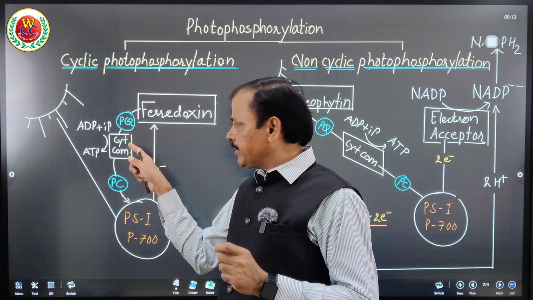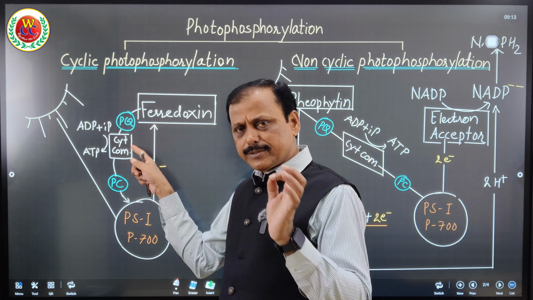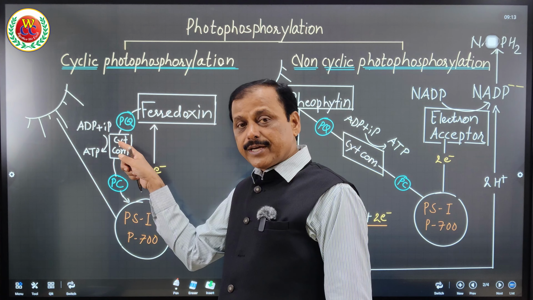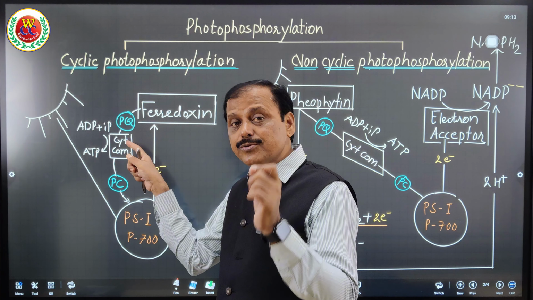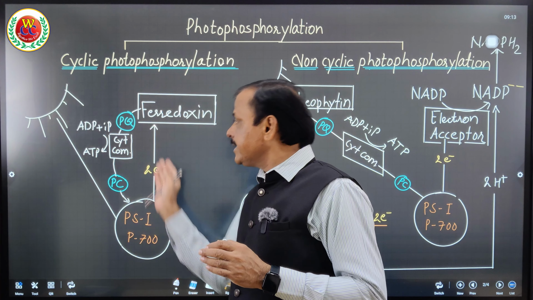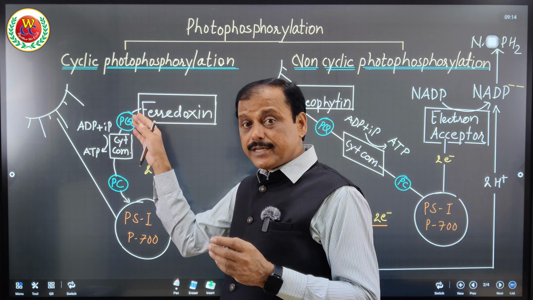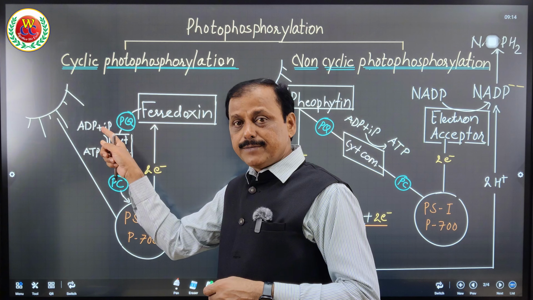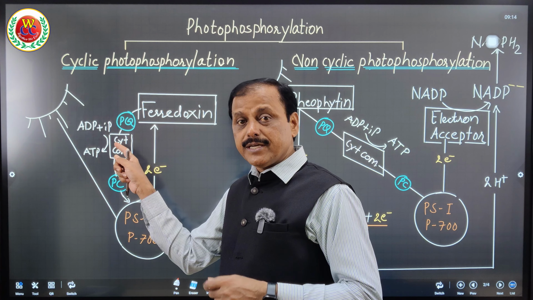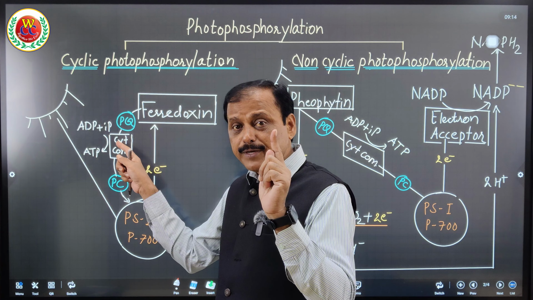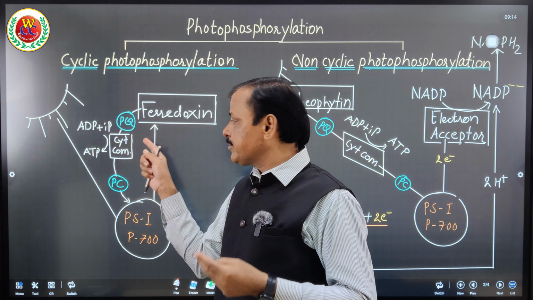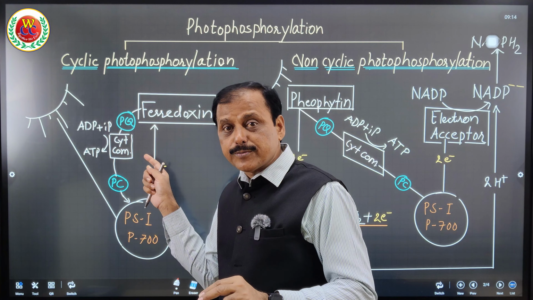In between is the cytochrome complex, that is B6F. It is written in your book. I have not written B6F here, but please consider it. So at the B6F cytochrome complex, the energy of that high energy level electron is utilized. Now the energy from the electron is used to produce ATP from ADP and inorganic phosphate. In your book, they have mentioned only one place of ATP production, but actually there are two places where ATP are produced in cyclic photophosphorylation.